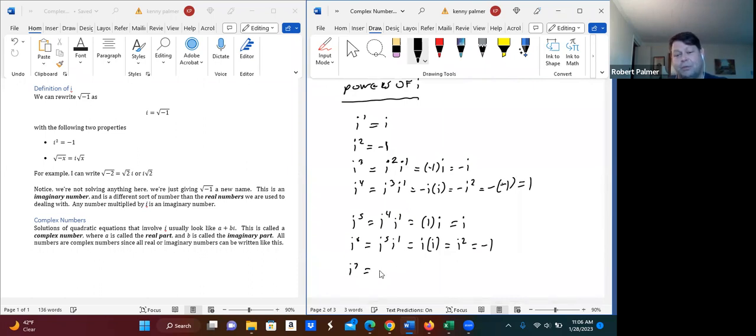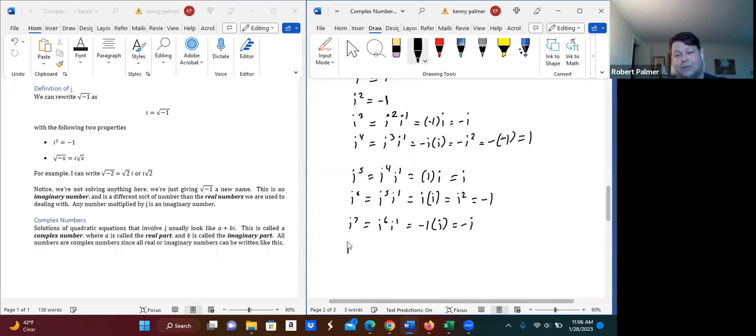For i to the 7th, use the one before: i to the 6th times i to the 1st, because 6 plus 1 is 7. We just learned that i to the 6th is -1, and i to the 1st is i, so this is -i, as we expected, the same as i cubed. Then finally, let's do i to the 8th, and we expect it to be +1. So let's do i to the 7th times i to the 1st.